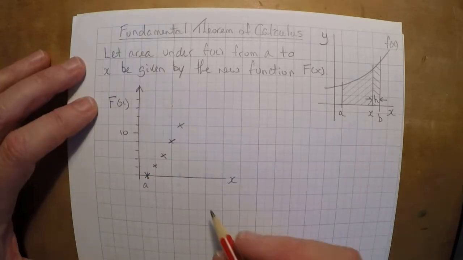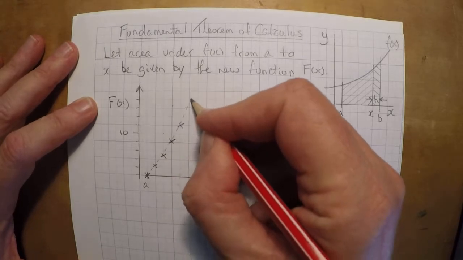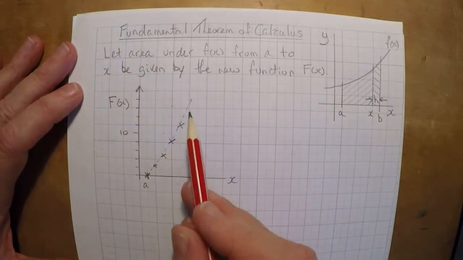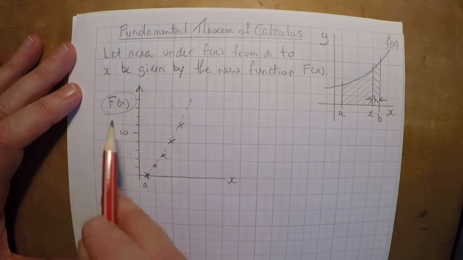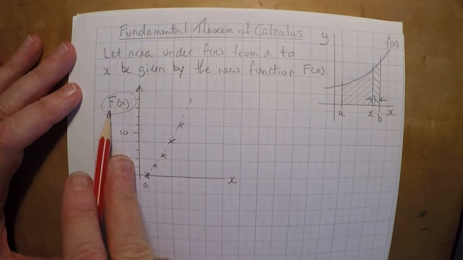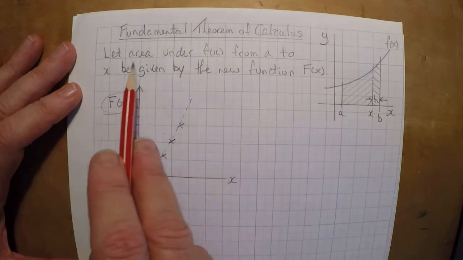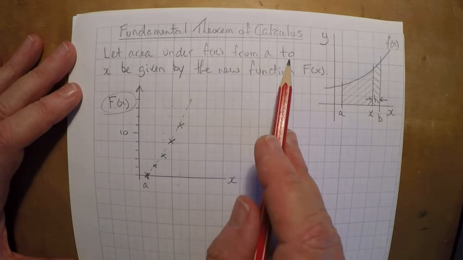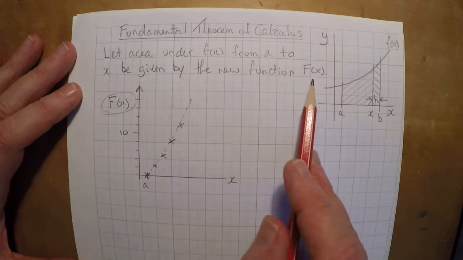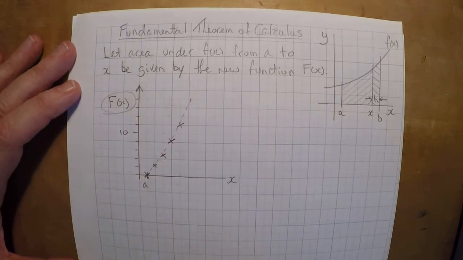So I don't know exactly what this is, but it certainly looks like there would be some sort of formula that would be describing where these points lie. And that formula is the unknown new function, capital F. So this is what we say: we define, or we let the area under here from A onwards be given by this new formula. We don't know what it is, but we'll do a few little things to try and figure out what's going on.